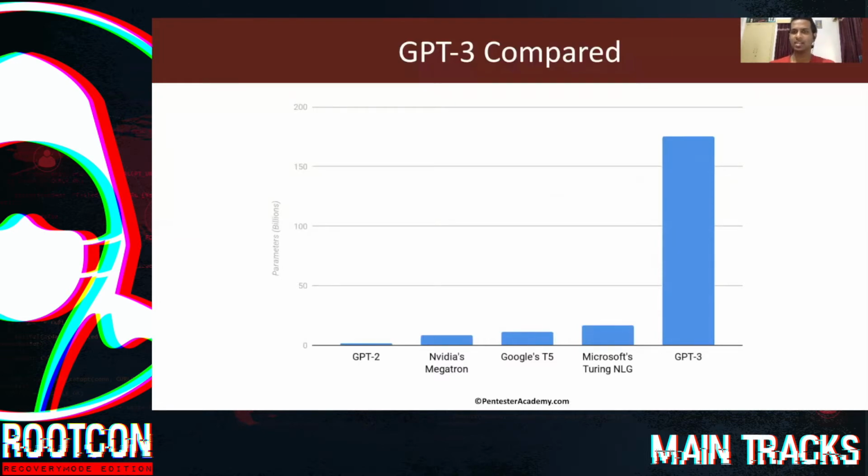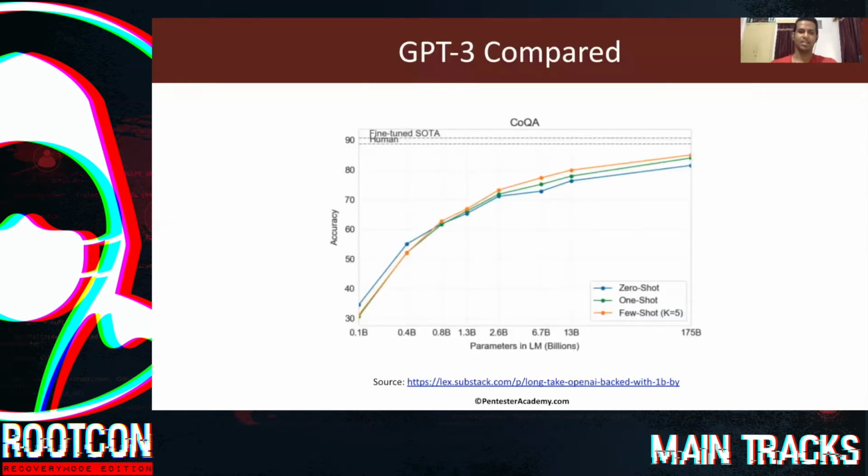So now let's take a look at the change in accuracy which occurred due to increase in parameters. So in case of GPT-2, we had 1.3 billion parameters and accuracy was here. And in case of GPT-3, we have 175 billion parameters. And as you can see, the accuracy is much closer to that of human. And this is why GPT-3 had such a huge impact so far.